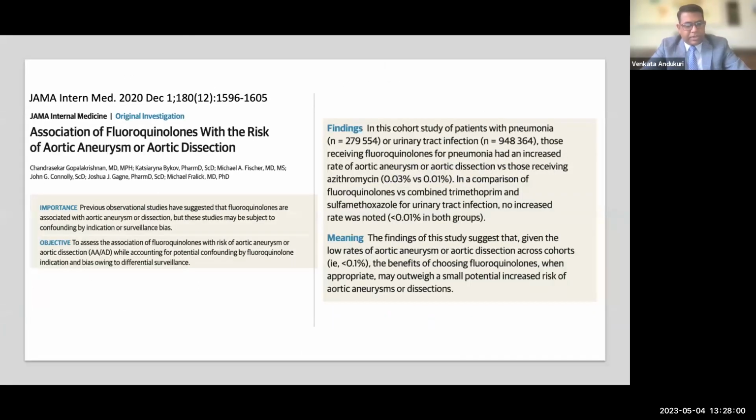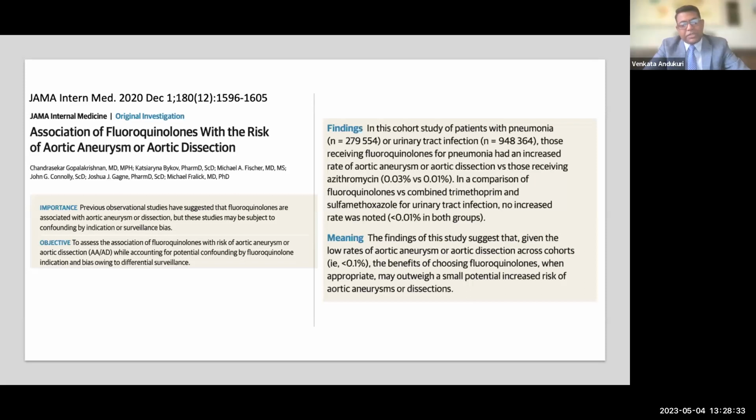So this is what I was talking about a little bit ago. There was a JAMA study in 2020 looking at the association of fluoroquinolones with risk of aortic aneurysm and aortic dissection. This is highlighted and talked about a lot. In this cohort study, the patients with pneumonia numbered about 279,000, and those with urinary tract infection about 948,000. Those receiving fluoroquinolones for pneumonia had an increased rate of aortic aneurysm and aortic dissection versus those receiving azithromycin.